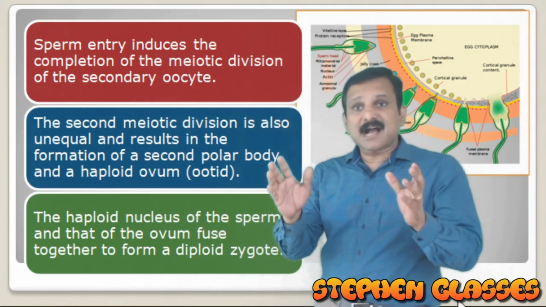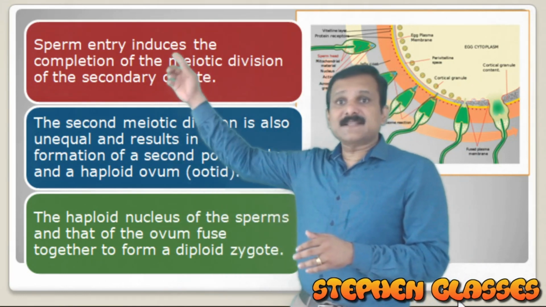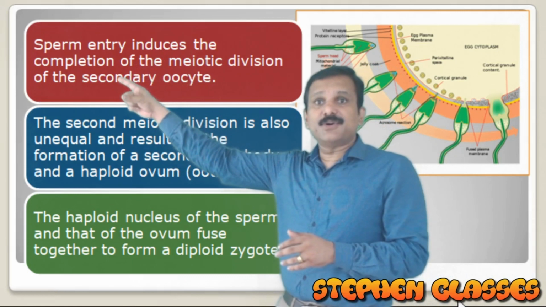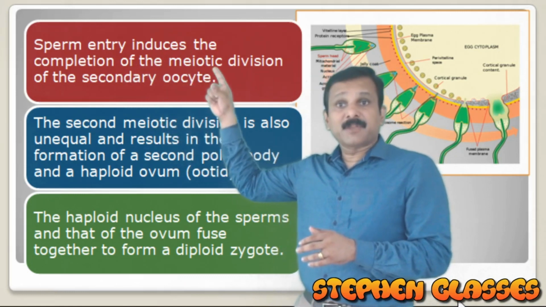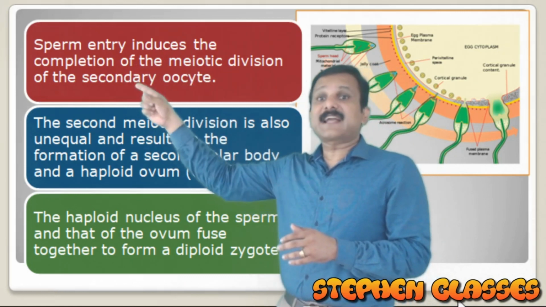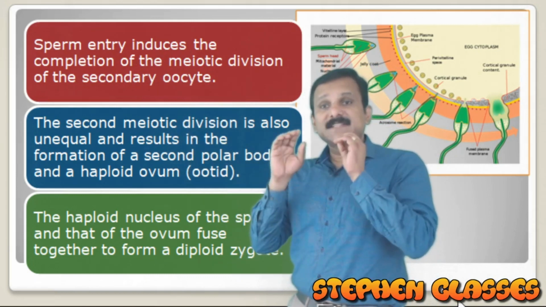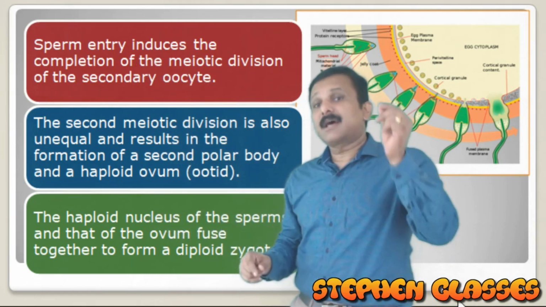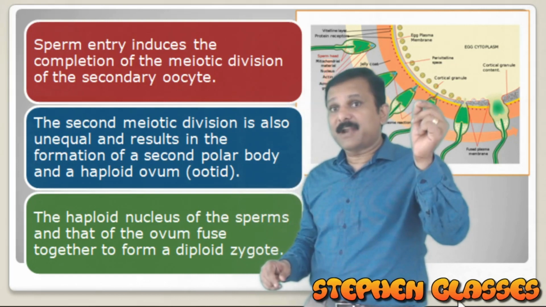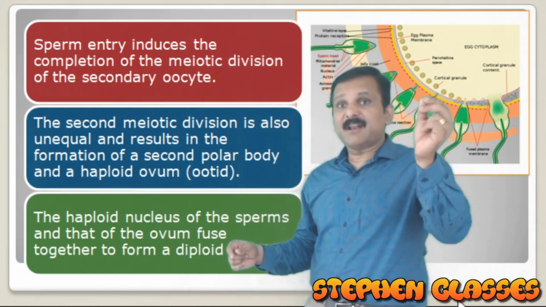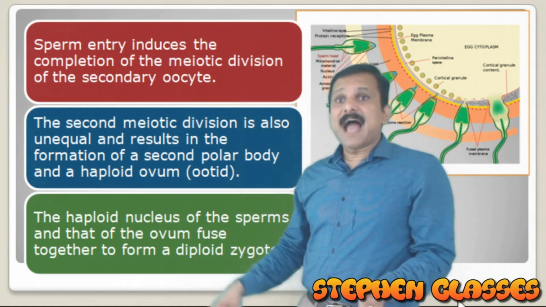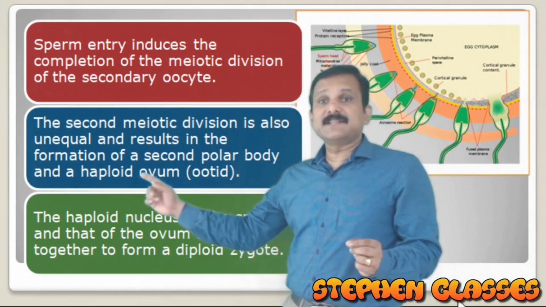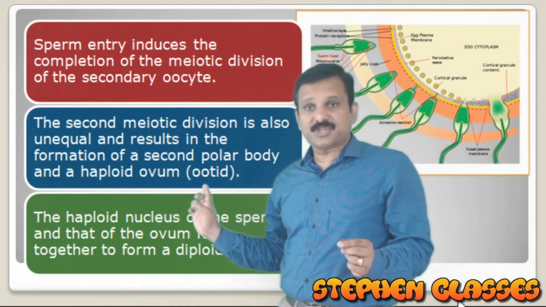It was in the metaphase stage. Once the sperm enters, it induces the completion of the meiotic division of the secondary oocyte. The secondary oocyte completes the second meiotic division, which means the second polar body will be liberated, and the cell transforms into a haploid ovum.